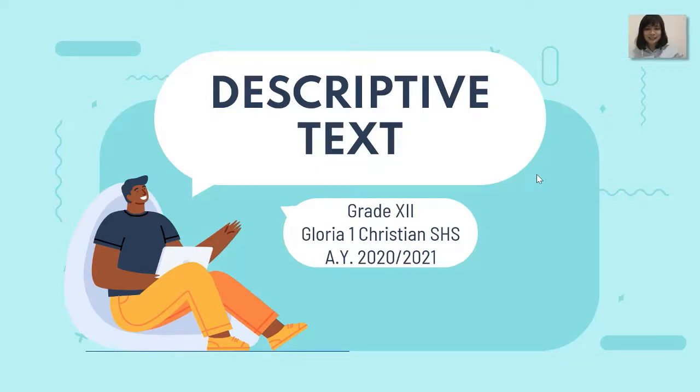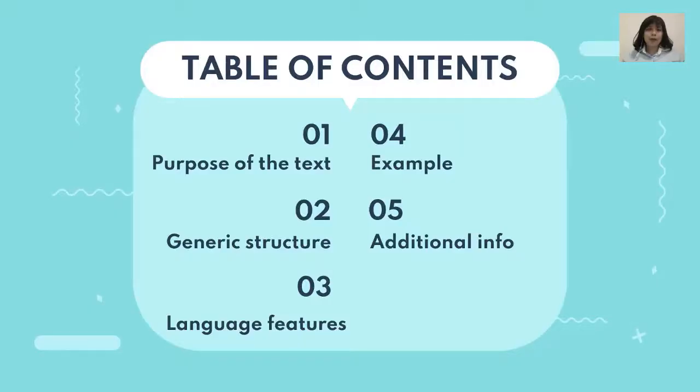Let's get started. We are going to learn 5 things from descriptive text. The first one is the purpose, continued with the generic structure. Then we have language features, example, and last but not least, additional information.